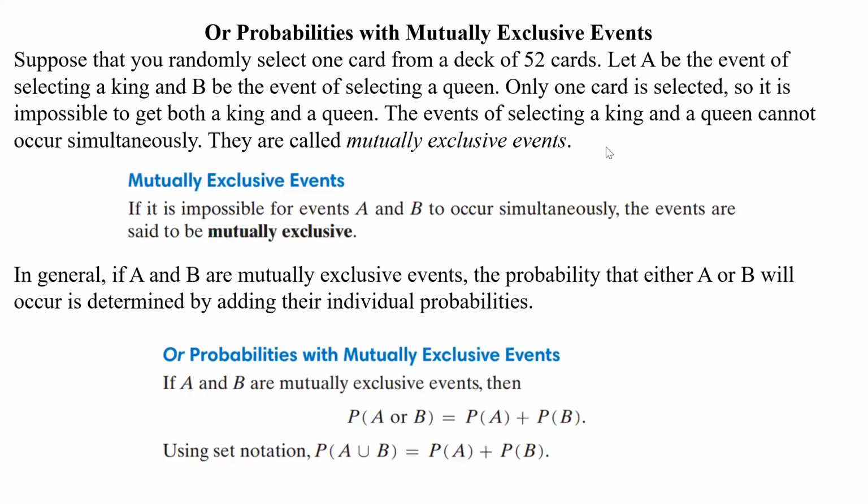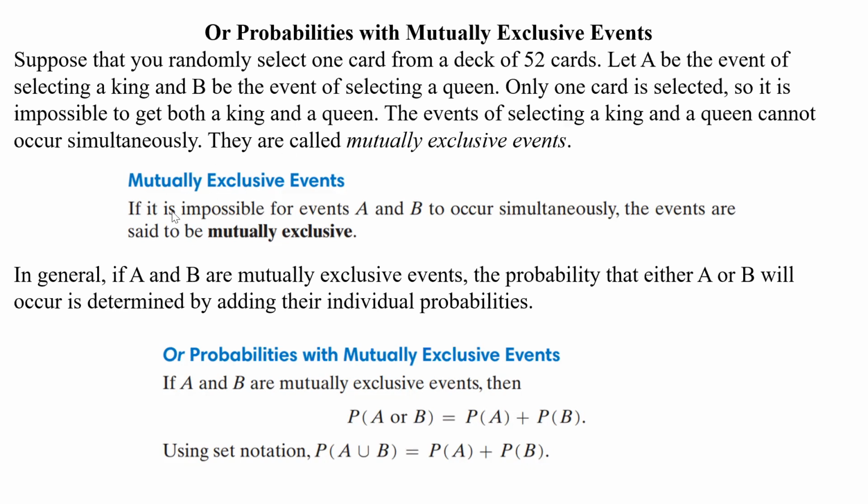All right, so here we're looking at OR probabilities with mutually exclusive events. Suppose you randomly select one card from a deck of 52 cards. Now we're going to let A be the event of selecting a king and B be the event of selecting a queen. Only one card is selected, so it's impossible to get both a king and a queen. The events of selecting a king and a queen cannot occur simultaneously, so these are called mutually exclusive events.